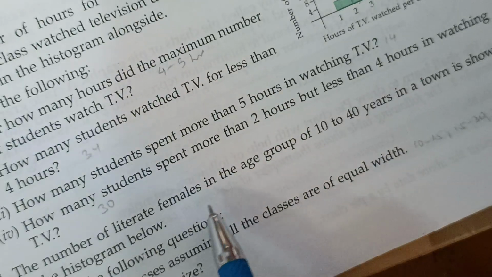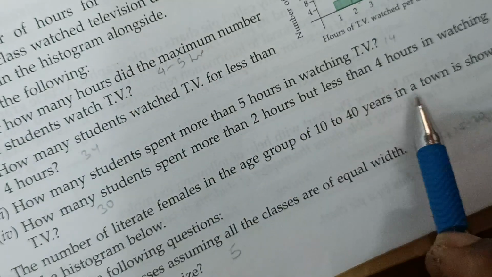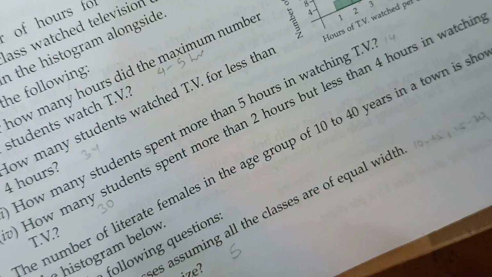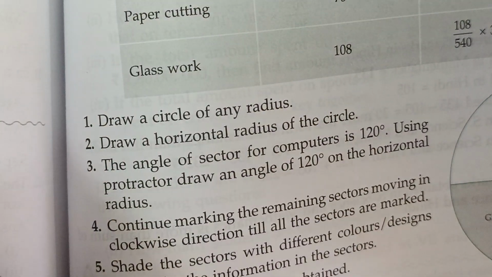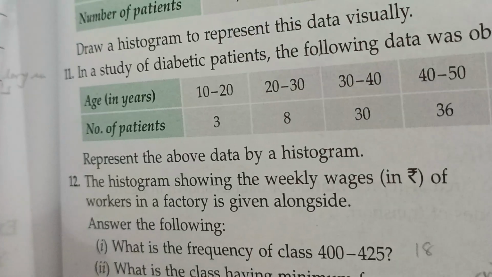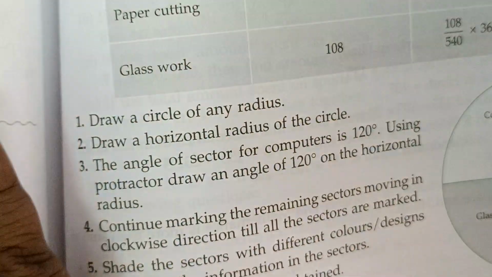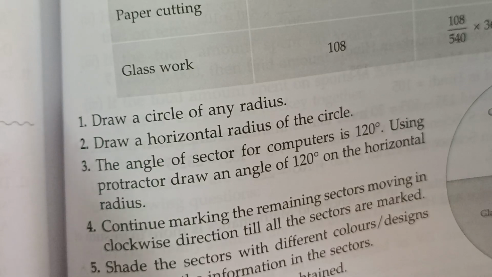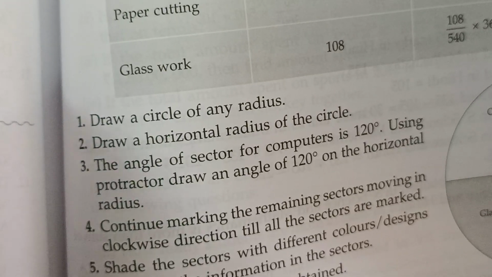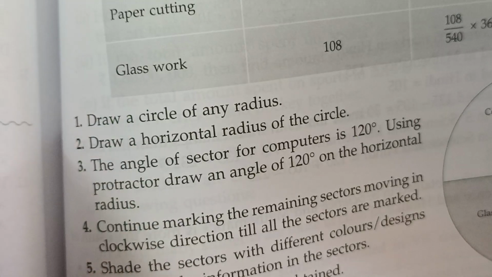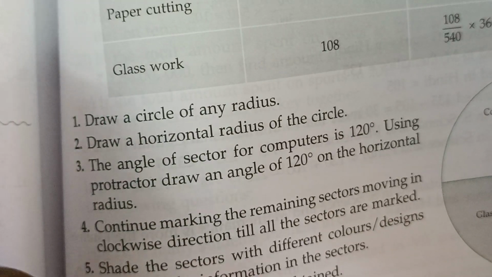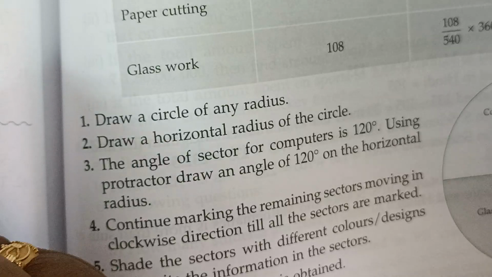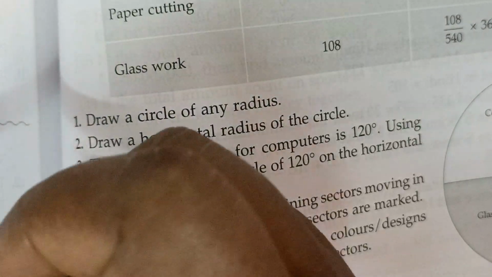Next question. The number of literate females in the age group of 10 to 14 in a town is shown. Answer the following questions. Write the classes assuming all the classes are of equal weight. So see here, the age of literate females can be 10 to 40. So we will write down 10 to 15, 15 to 20, 20 to 25, 25, 30, 35, 40, because there are 6 rectangles. So we will divide this 10 to 40 into 6 groups, that is 10 to 15, 15 to 20, 20 to 25 till 40. Okay, just see here, all of you.